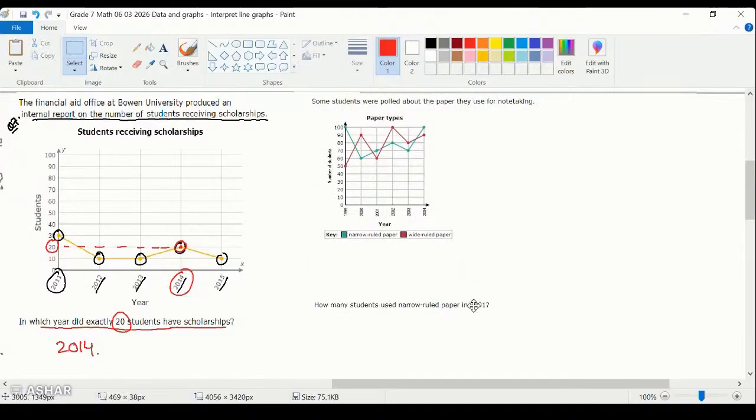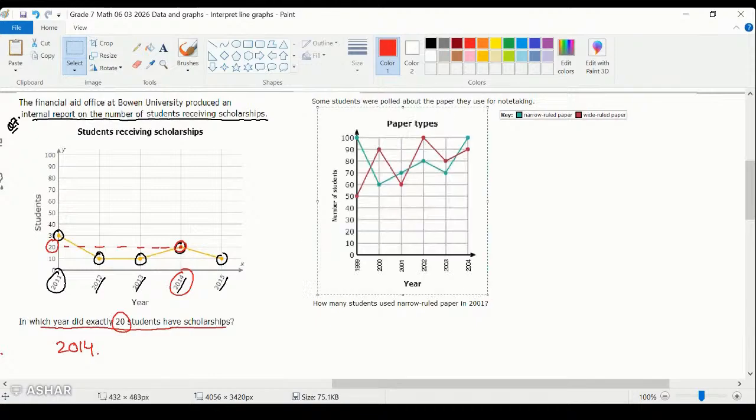Just a moment, please. The key is given to us, and this was the question. Question number 8 says, some students were asked about the paper they use for taking notes. Years are given on the horizontal axis and the number of students on the vertical. Narrow rule paper is shown by green. So how many students used narrow rule paper in 2001?